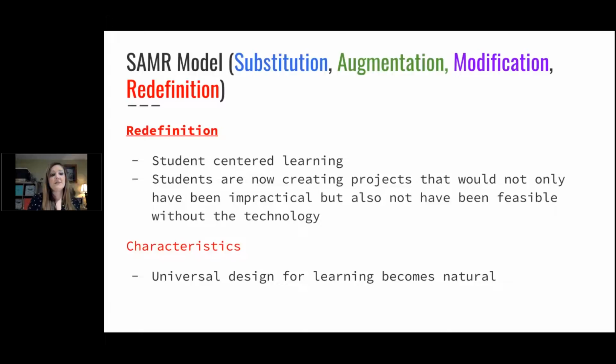The last one is redefinition, and this is when it is totally student-centered learning, that students are now creating projects that not only would have been impractical, but also completely not feasible without the technology. And at this point, universal design for learning becomes natural. And the biggest part of this is the student-centered learning. So if the learning is all centered around each individual student, then that is the universal design for learning. So this is a paradigm shift for teachers, and it is hard to process the logistics of what all that looks like.